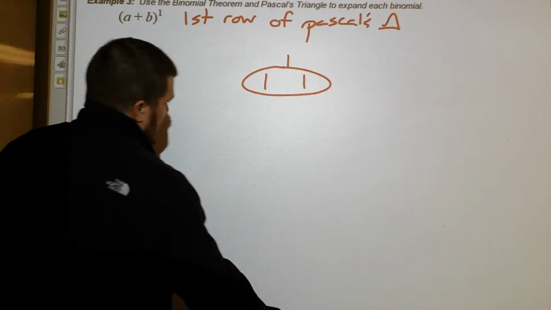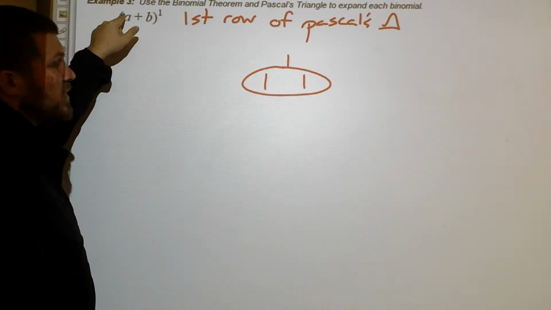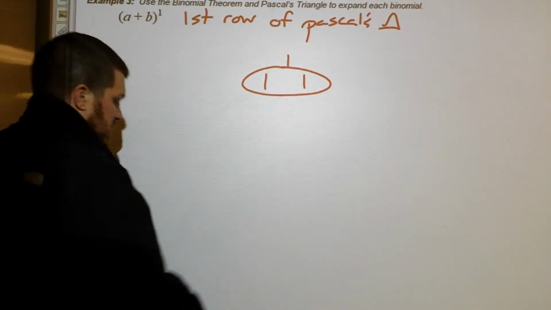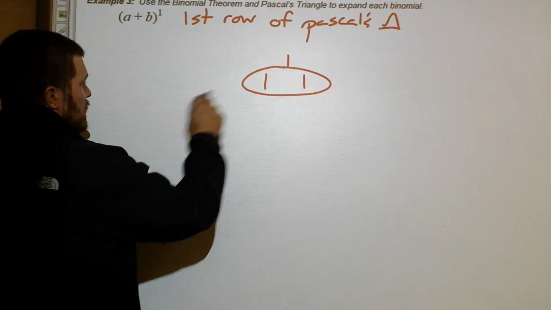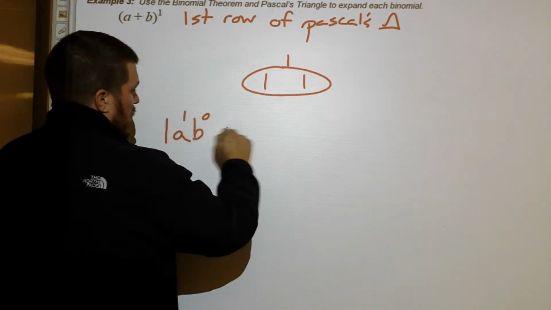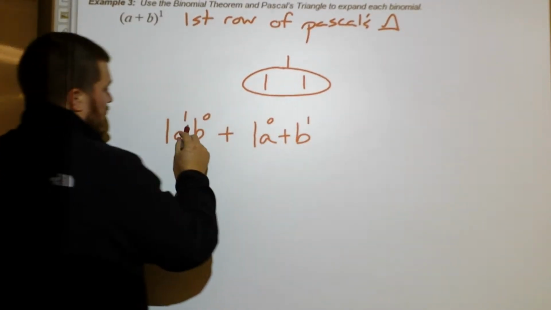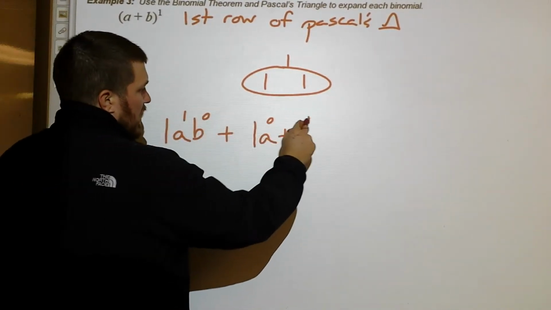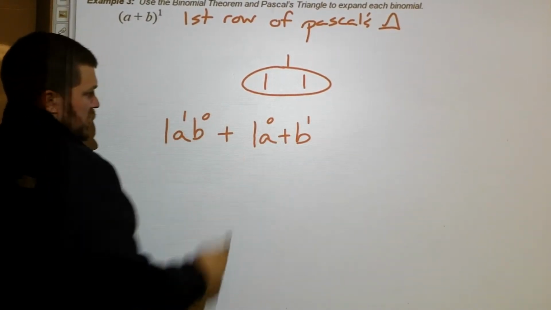So what I should say before I start doing that is, again, like we said when we first were talking about the binomial theorem, the powers of a decrease from left to right, and the powers of b will increase from left to right. And the numbers in the row that we're working on are the coefficients of a and b. So what this means is I have 1a to the first, b to the 0, plus 1a to the 0, b to the first. Again, powers of a decrease from left to right, powers of b increase from left to right, and the numbers in Pascal's triangle are coefficients.